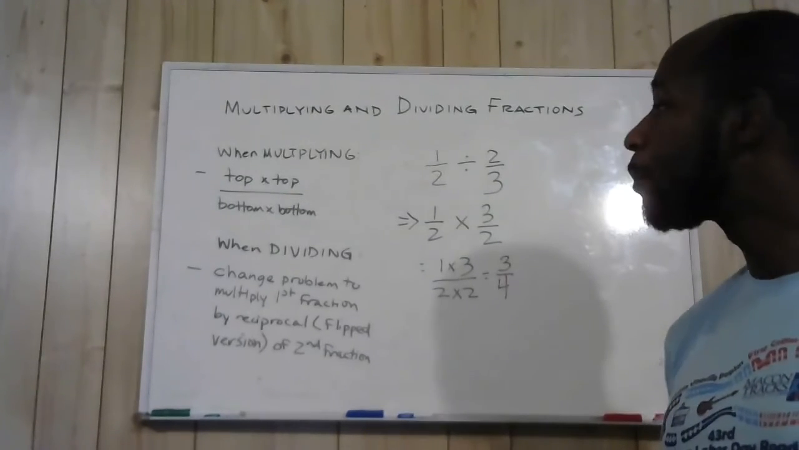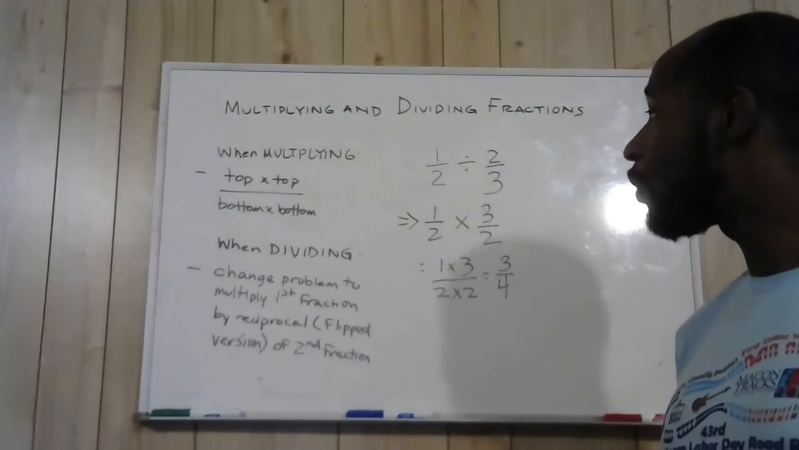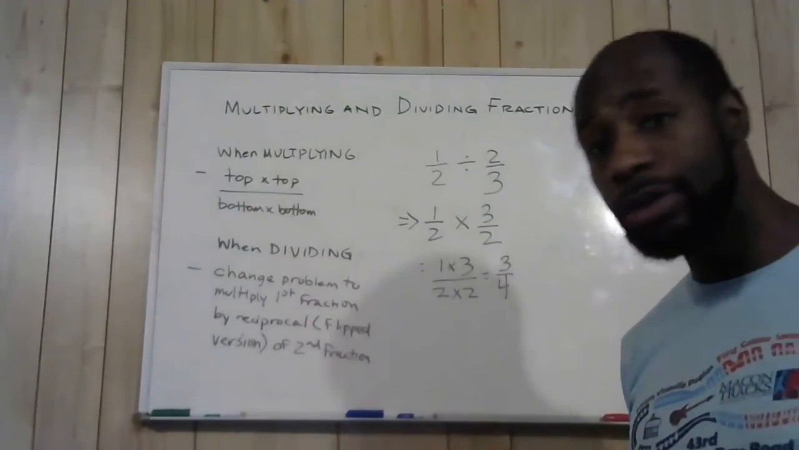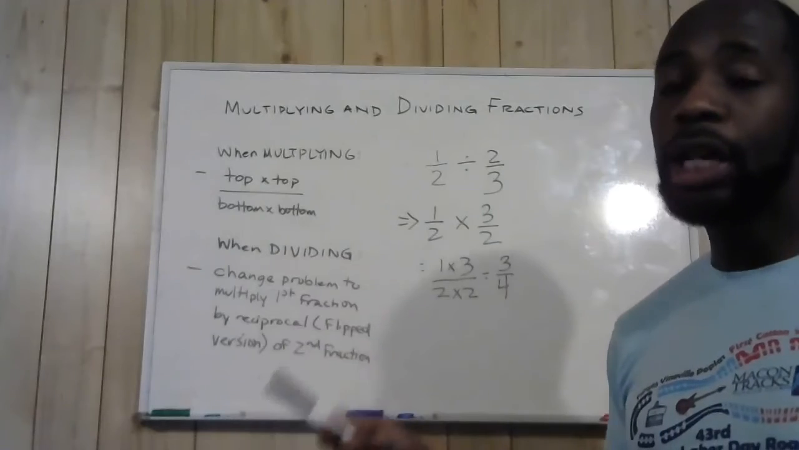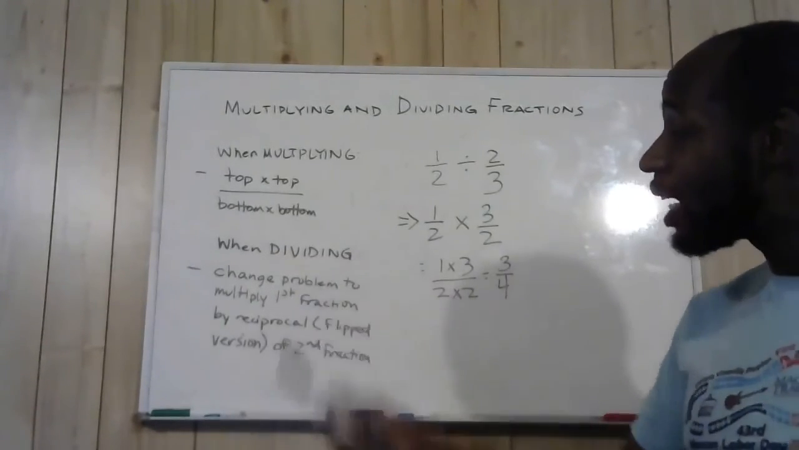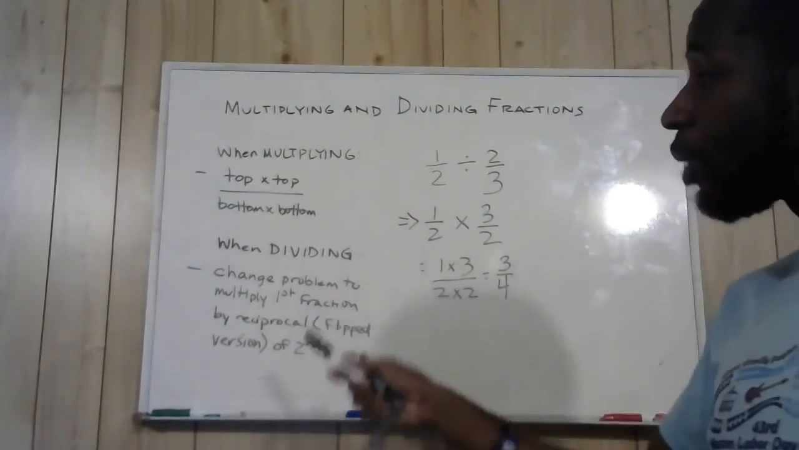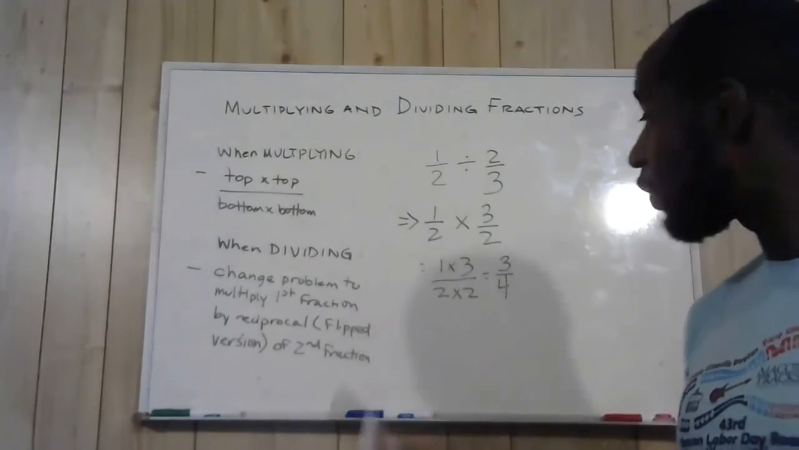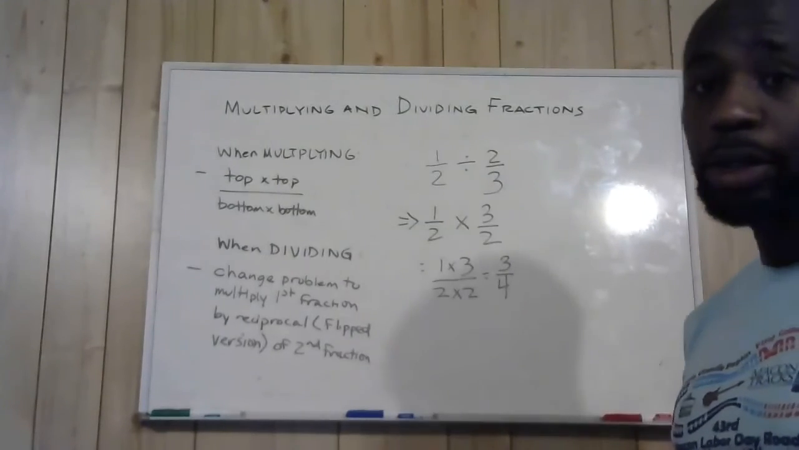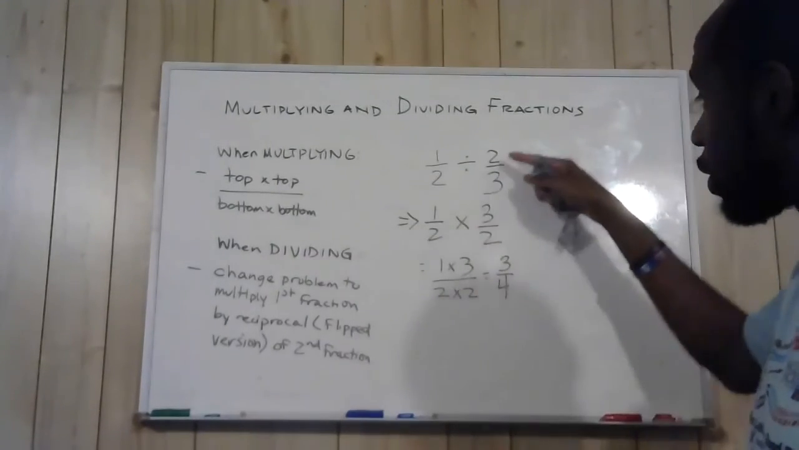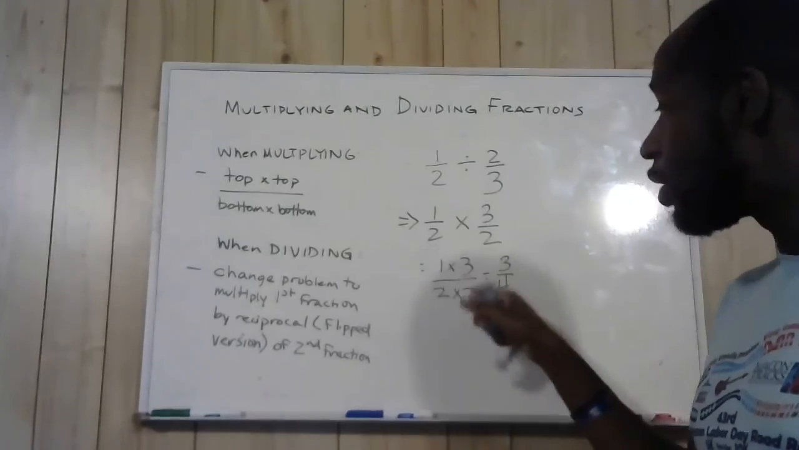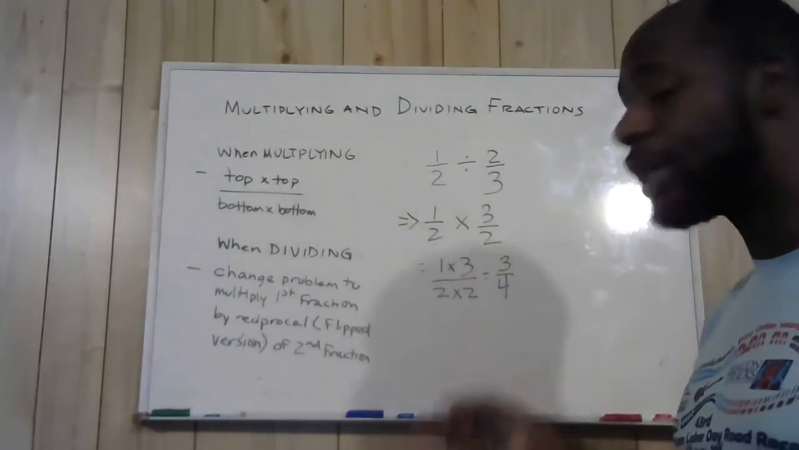Just remember, when you're multiplying fractions, you want to multiply the numerator times the numerator, or the top times the top, and the denominator times the denominator, or the bottom times the bottom. With dividing fractions, you want to change the problem so that you're multiplying the first fraction times the reciprocal of the second fraction, or the flip version of the second fraction. So that's why 2/3 became 3/2. Okay? And then you're just working with multiplication of fractions again.